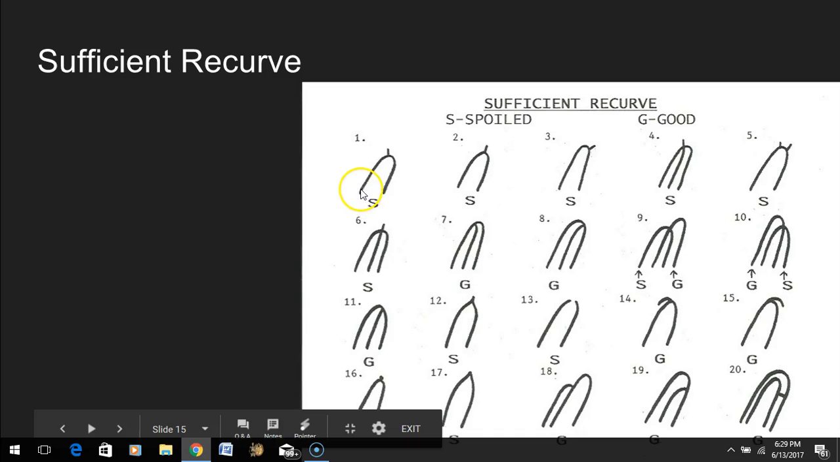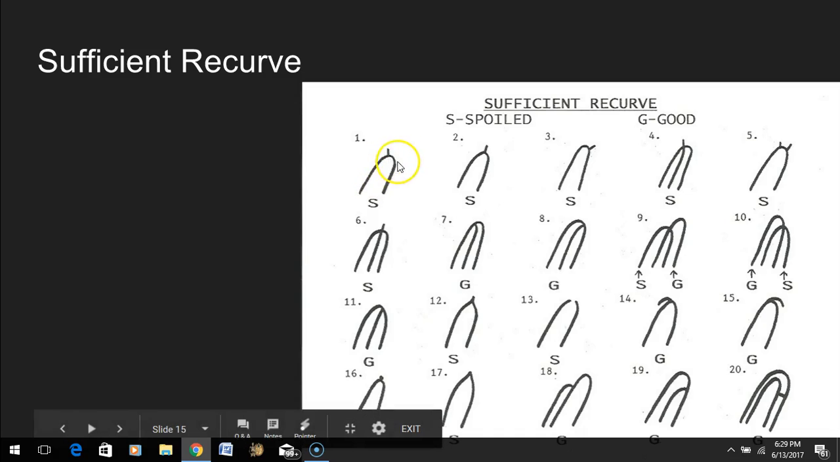So looking at number 1, we can see that this one is obviously spoiled because between the two shoulders, here's a shoulder and here's a shoulder, we have this appendage that comes off at this 90-degree angle. So this one is spoiled. So in our fingerprint, if this was the only recurving ridge, well, this ridge is spoiled.